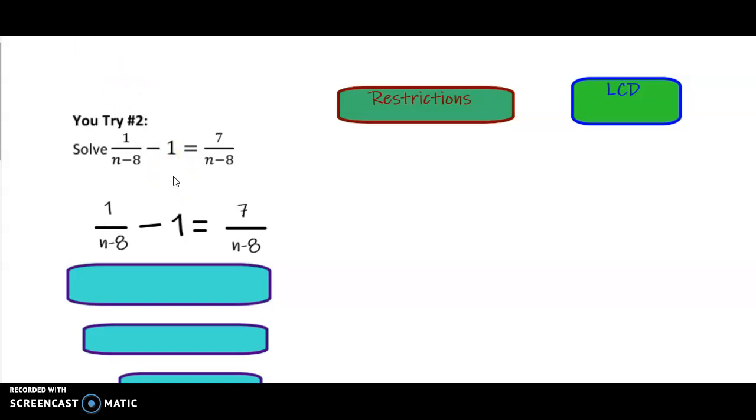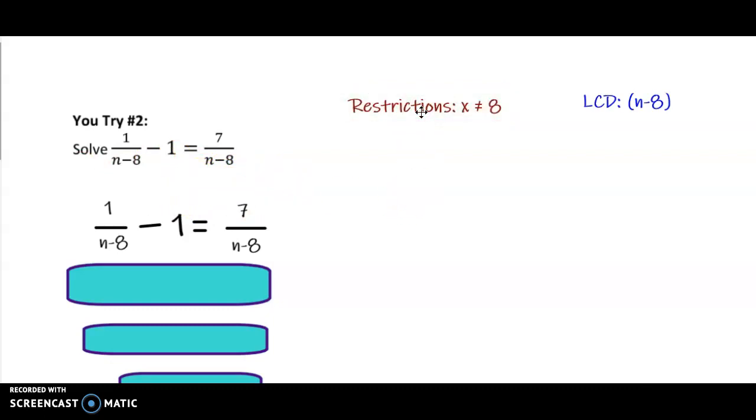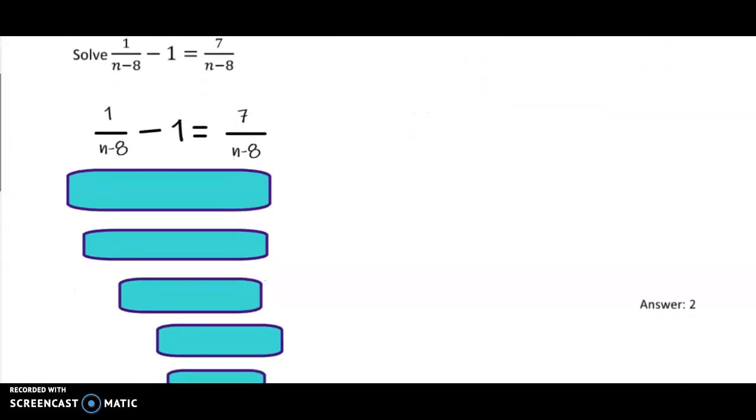For this you try, the denominator is n minus 8. There is only one denominator in the whole problem. It's n minus 8, so that is your least common denominator. And the restriction for that denominator would be that n cannot be 8, because if n is 8, then your denominator would be 0. Okay, nothing factored, so it stayed the same. I'm going to multiply through by my least common denominator. Notice I do have to multiply by all parts of the equation, including the whole number 1. So make sure you multiply all parts to keep your equation in balance.